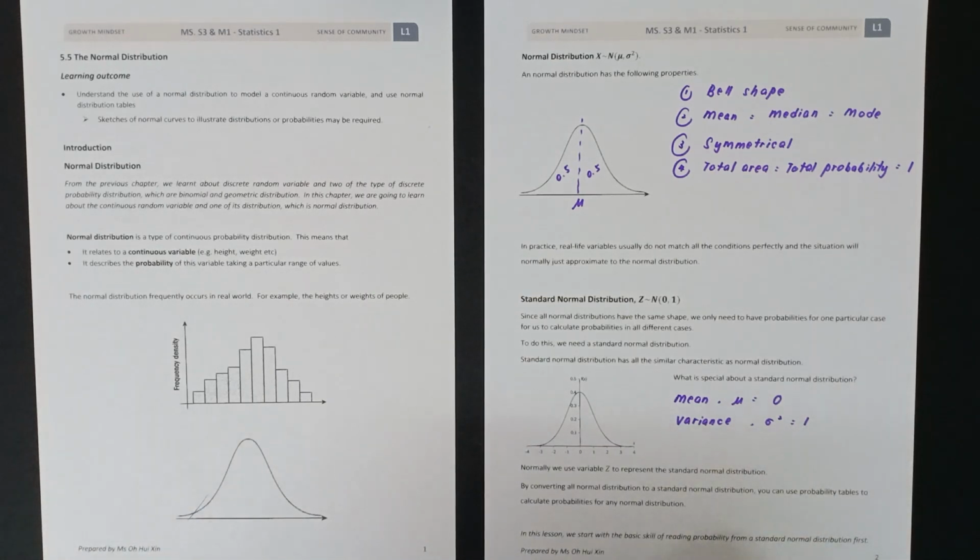For today's lesson, we'll be starting with the basic skill of how to read probability from a standard normal distribution table. Today's lesson won't involve a real data set or modeling. It's basically about reading the table and understanding how to draw the curve. Later we'll be moving into the table part.